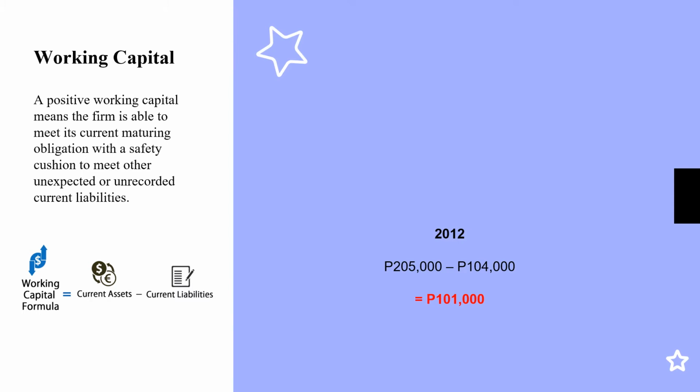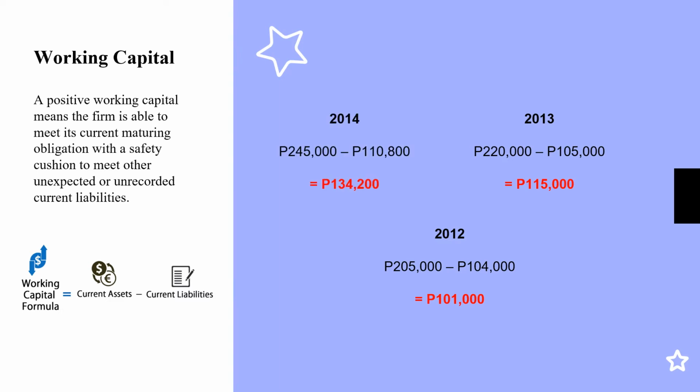Then for the year 2013, meron naman siyang current assets na 220,000 and then ang current liabilities is 105,000. So we yield 115,000 as our working capital. Then for 2014, 245,000 na current assets less 110,800 na current liabilities, meron tayong 134,200.